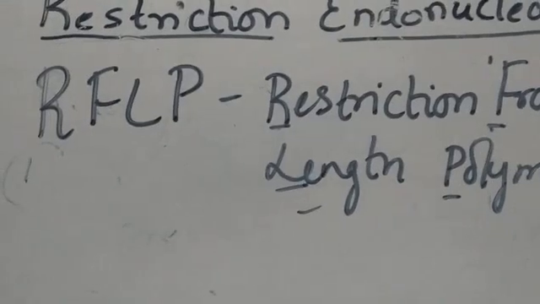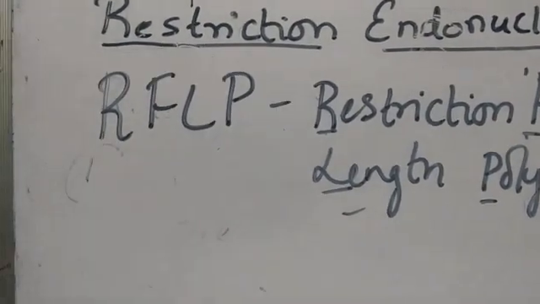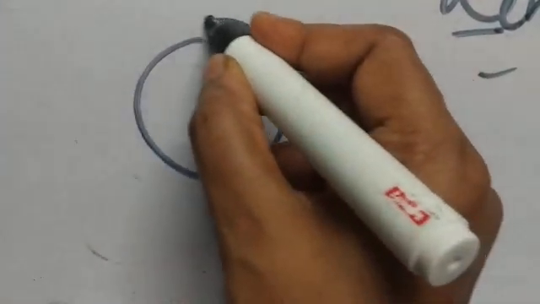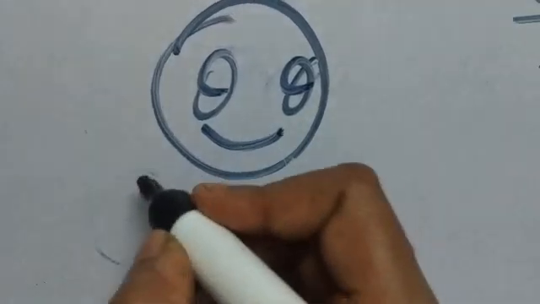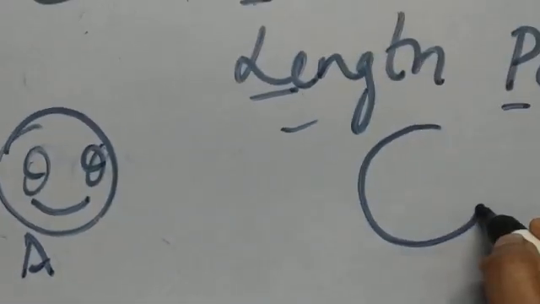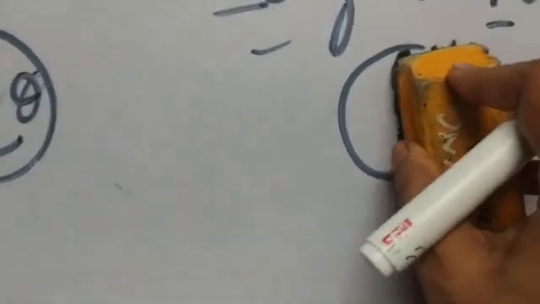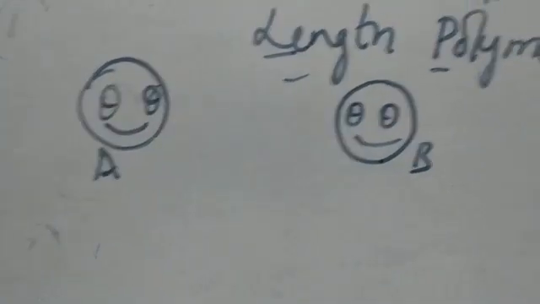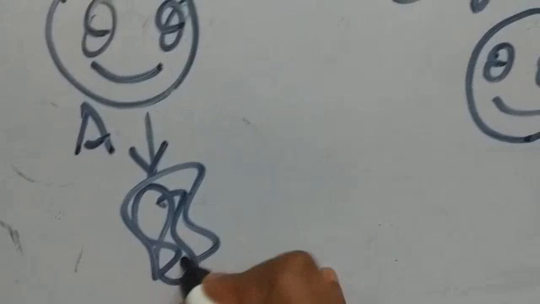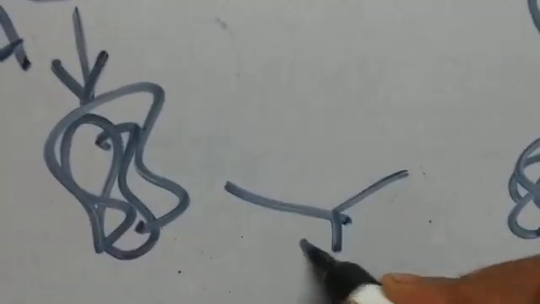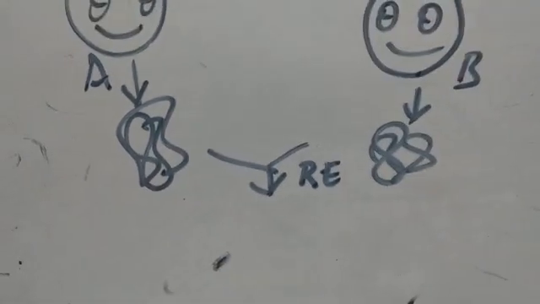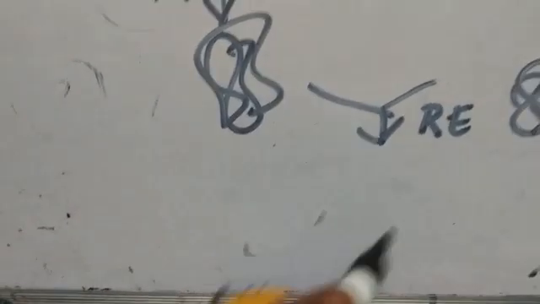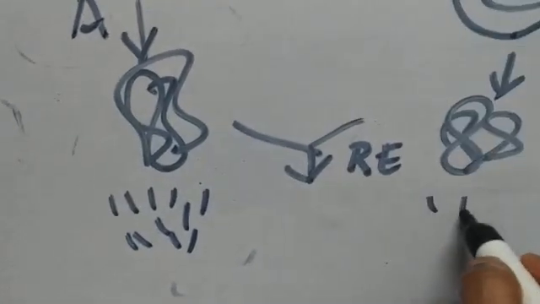RFLP. Alright, now let us first try to understand what this restriction fragment length polymorphism means. Now you see, among humans also, though we all belong to the same species, our DNA is unique. Even if you take two very closely related individuals, let us say A and B, maybe brother and sister or cousins, alright. So this is individual A and individual B. If you isolate their genomic DNA and subject it to the same type of restriction endonucleases, what is going to happen? The DNA is going to get fragmented, right? You will get numerous fragments of the DNA.